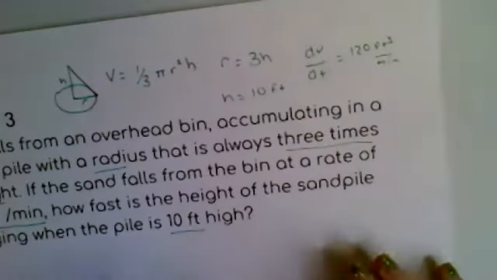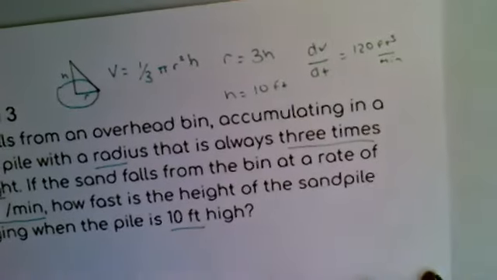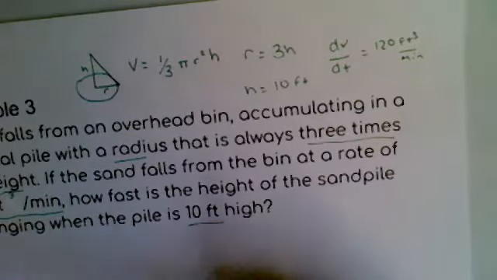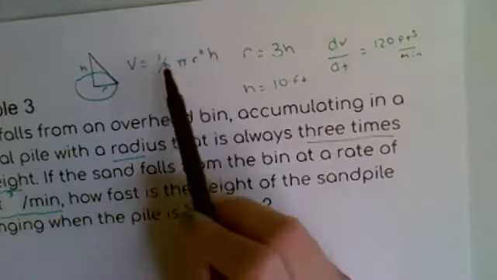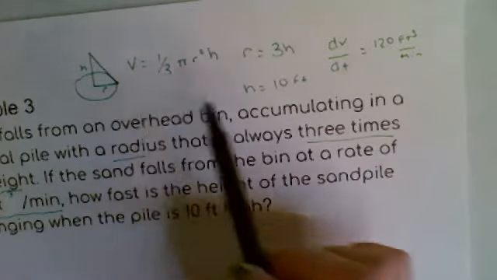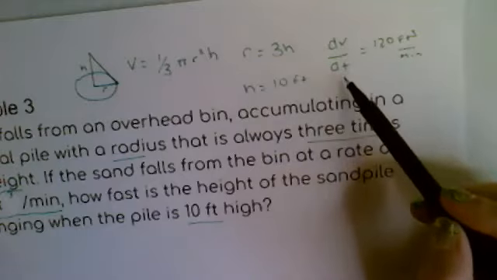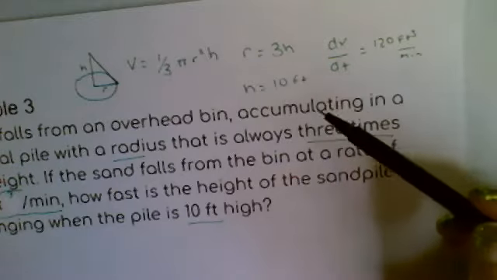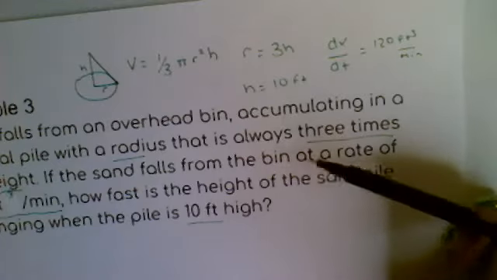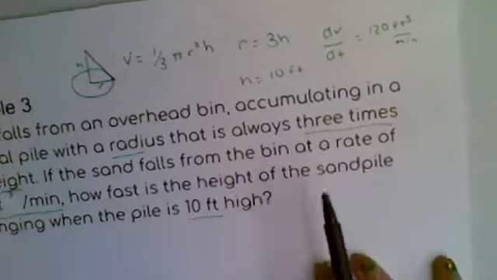All right, so let's see what we've got going on here. This one has a lot of different pieces. I am going to take the derivative of this with respect to time, because that's going to give me dV/dt. We are trying to figure out how fast the height is changing. So let's take that derivative first, and then we'll see what we can substitute in.